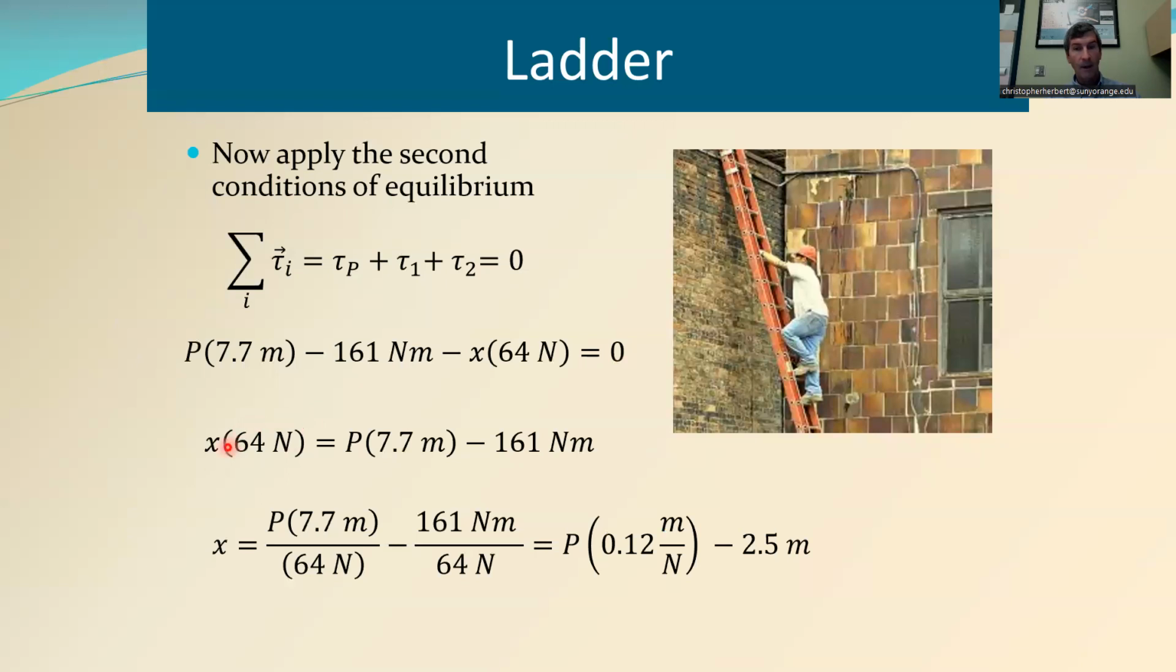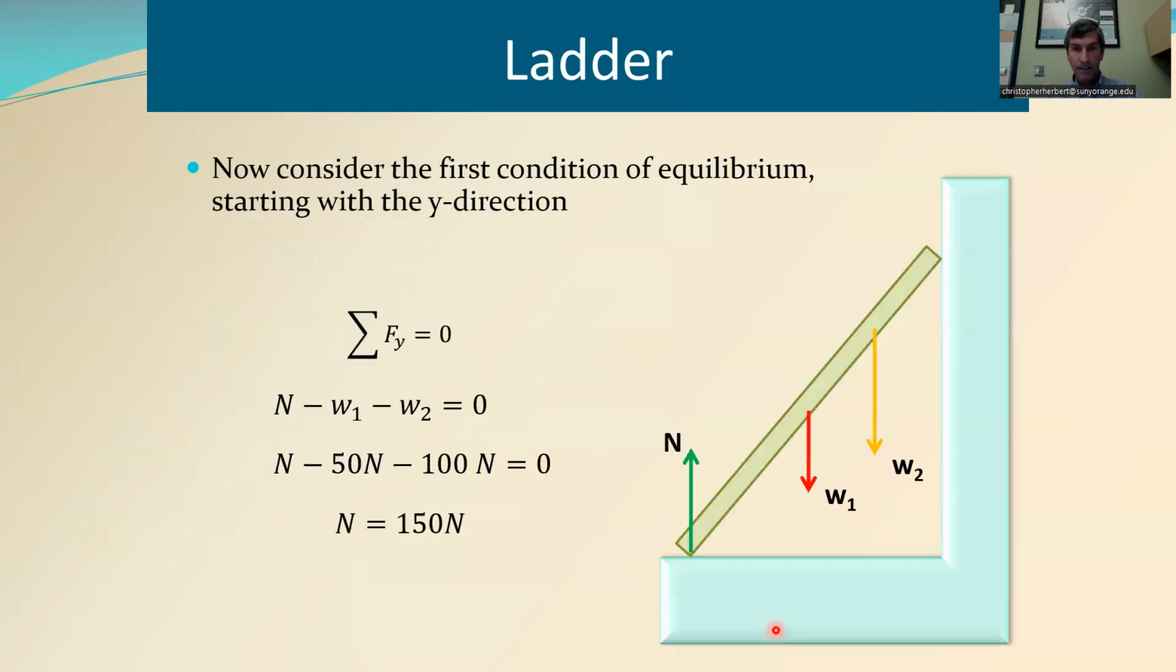Now, how am I going to solve for this x? Well, x is equal to whatever the pushing force is, times 0.12 minus 2.5 meters. Okay, let's take a look at this. We'll do the first condition of equilibrium. We'll do the sum of the forces in the y direction. The two weights pull down. The wall contributes nothing here. So they're going to be equal and opposite to the normal force, which I probably would have guessed, 150 newtons.